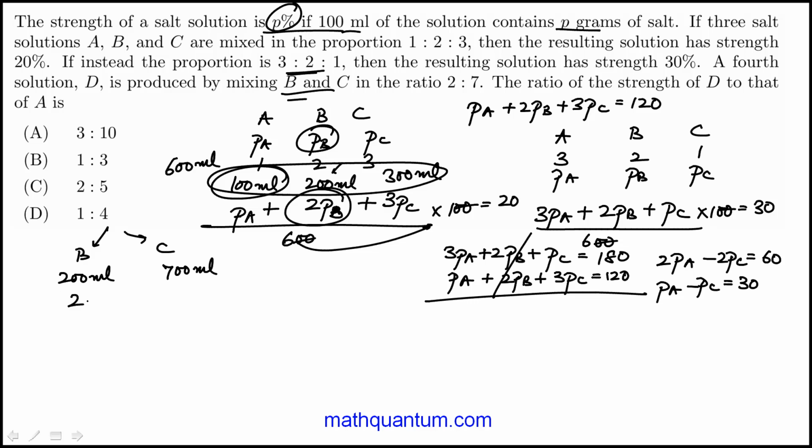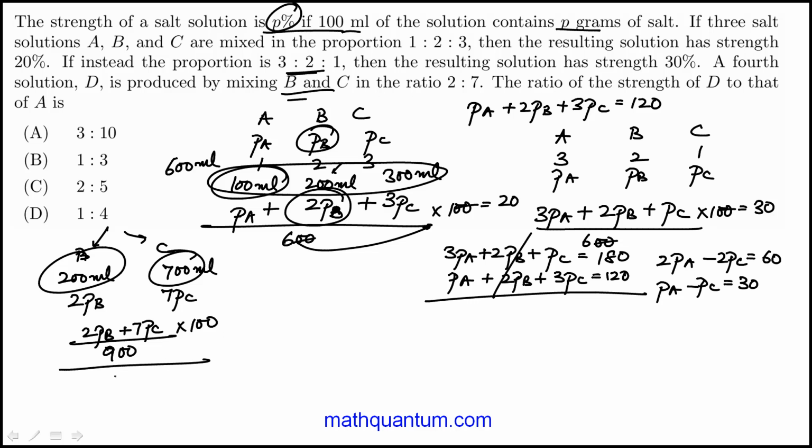That means the amount of salt here would be 2 times P sub B, here 7 times P sub C. So the total amount of salt would be that, divided by 900 ml, that's the total volume. So the strength would be this. Now they're asking for the ratio of the strength of D to that of A, which is simply P sub A. So I can simplify this. This is what I'm looking for as a ratio.